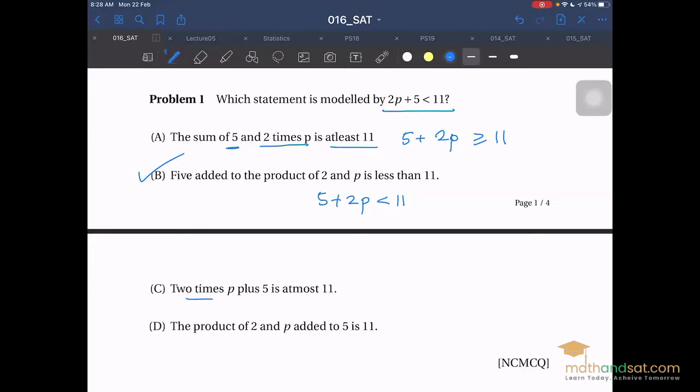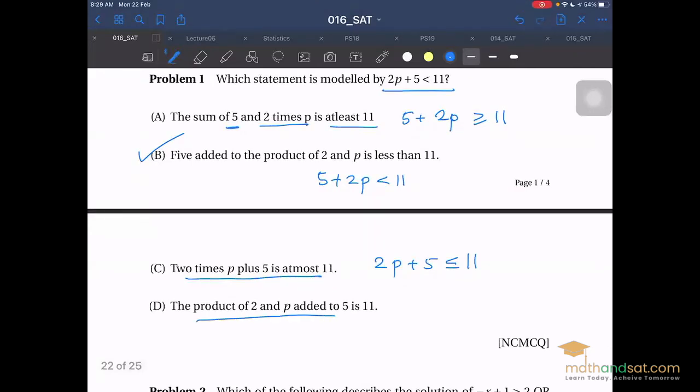Next, 2 times p plus 5 is at most 11. At most 11 means the maximum value it can take is 11, so it has to be less than or equal to 11. Then, the product of 2 and p added to 5 is 11, so it is equal to 11. So of course, B is the only matching answer. Option B is the answer.